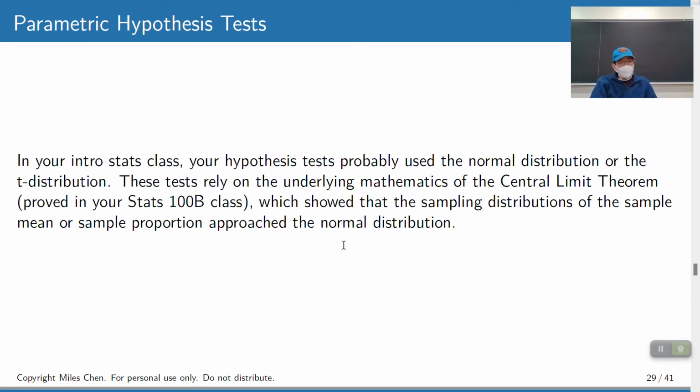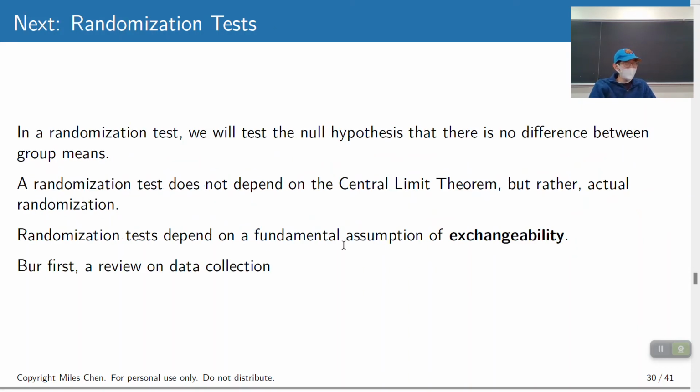Okay, so in your intro stats class, all of these hypothesis tests relied on a sampling distribution defined by the central limit theorem, and that follows the normal distribution. And we call these parametric hypothesis tests because we're using these parameters to define our distributions. Next week, we're going to do randomization tests. And randomization tests say we're not going to be using the central limit theorem. We're not going to use these parametric distributions, but we're just going to use randomization. And we'll use the computer to simulate the randomization.